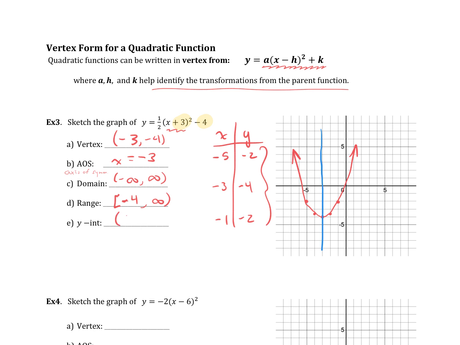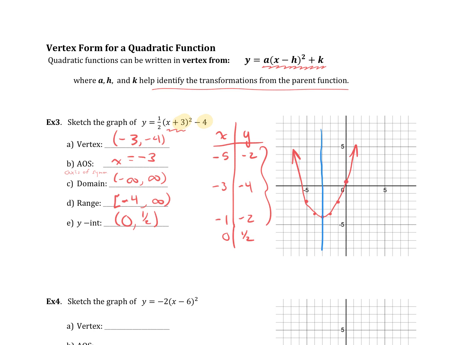Y-intercept, I've got to figure out where it crosses the y-axis. I guess the easiest way to do that is to actually put 0 in for x. Put in 0, I get 0 plus 3 squared, I get 9. 9 times a half is 4.5, minus half is 4. Okay, fine. And look at that, I was right on.